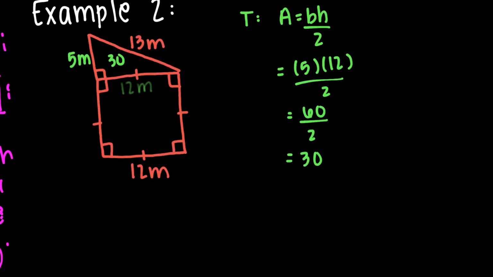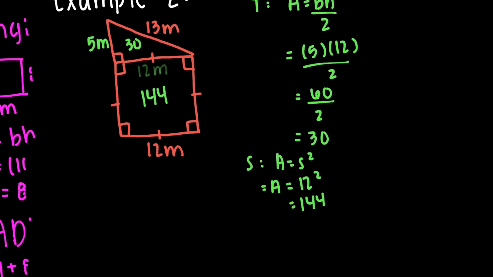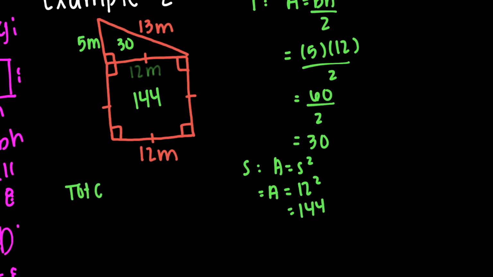Now my square, remember your area is s squared. I'm going to use that here. My area would equal 12 squared, which is 144. So I know the area of my square is 144. But remember, you are not done here. You need to find the total area. In order to do that, I take the square, which is 144. I add it to the triangle's area, which is 30. So I know my total area of this composite figure ends up being 174 meters squared.